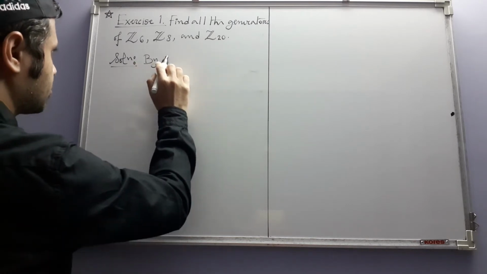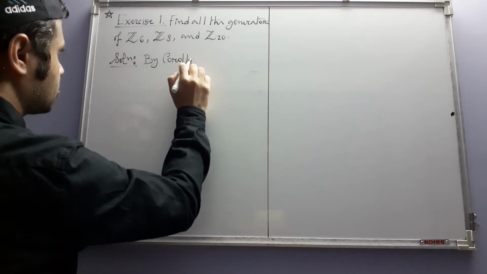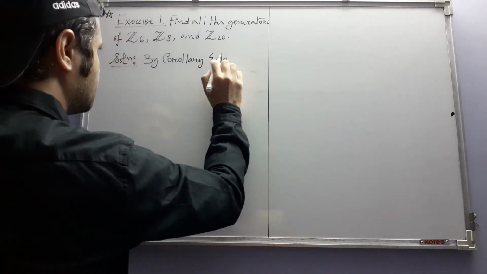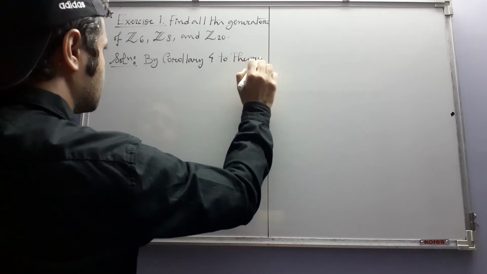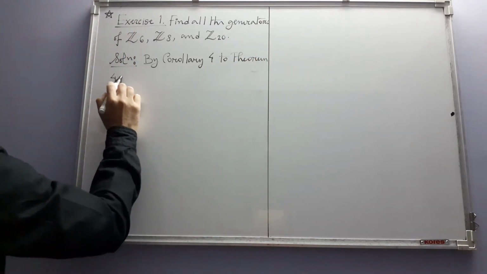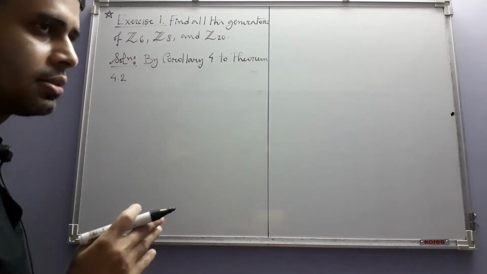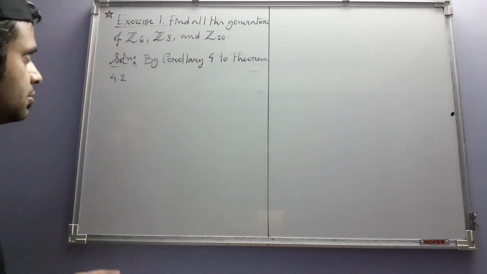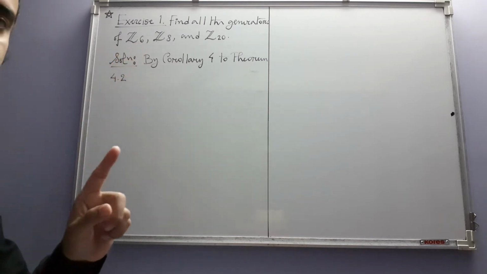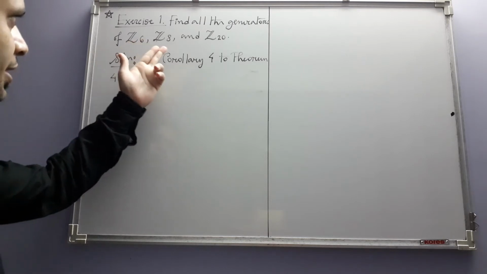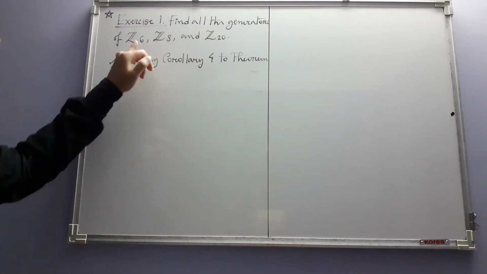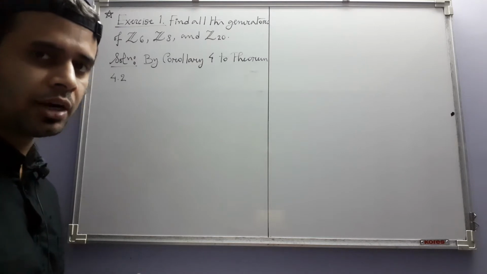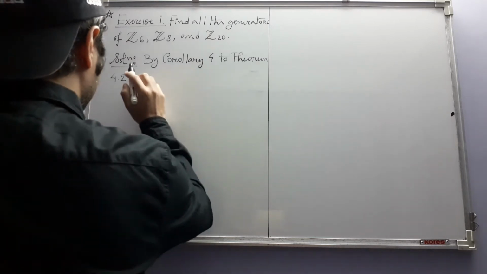By corollary 4 to theorem 4.2. This exercise set is from the fourth chapter. This corollary says that a positive integer less than or equal to the given modulus, for example here it is 6, is a generator of Z6 if and only if it is relatively prime to 6. So from that we get these things.